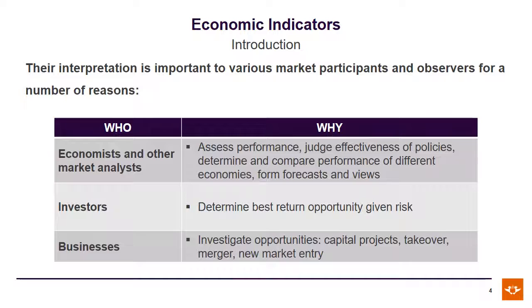Now we're going to look at who's interested in economic indicators and why. The three groups of market participants and observers that we're going to focus on are economists and other market analysts, investors, and businesses. Economists and other market analysts want to assess performance and judge the effectiveness of policies. They also want to compare across different economies, and economists tend to do forecasting. Investors are more interested in risk and return, and they would use these indicators to help in that decision-making process. And businesses want to investigate new opportunities.